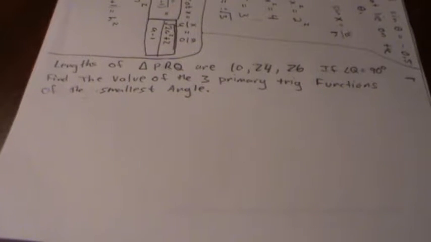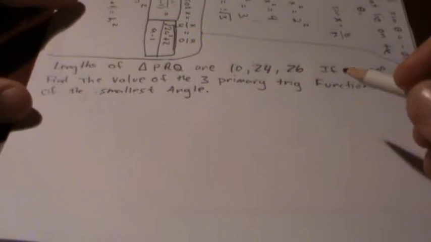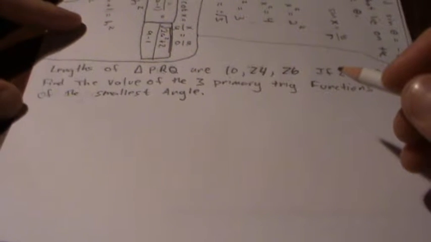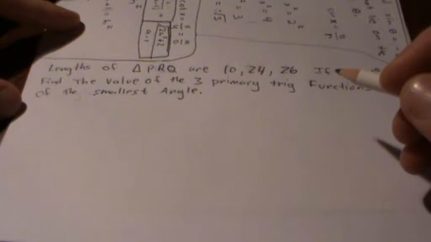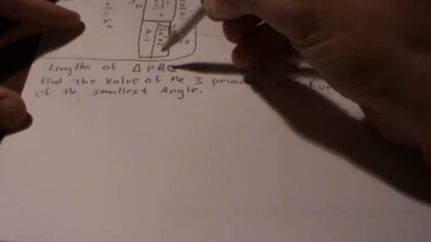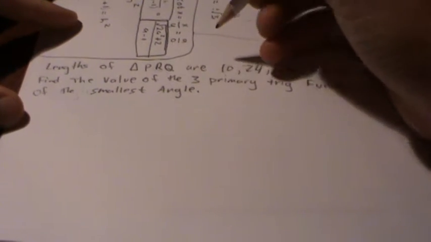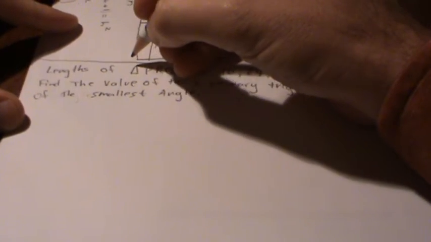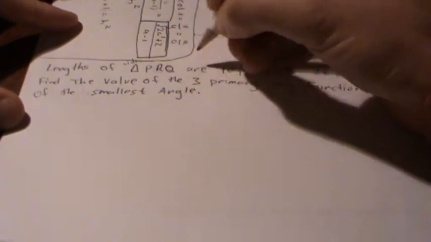Okay, so we're continuing here. We have a triangle, PRQ. The lengths of sides for triangle PRQ are 10, 24, and 26.